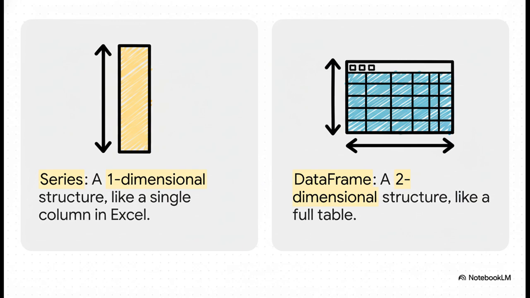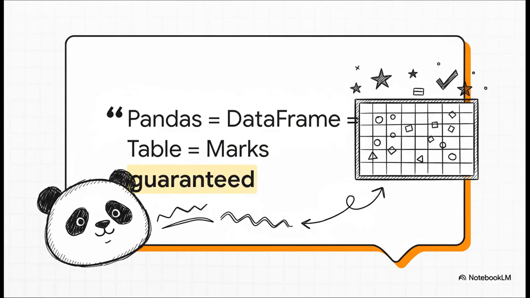A data frame, on the other hand, is 2-dimensional. It has both rows and columns. It's the whole table. Look, if you remember just one thing from this part, let it be this. For your exam, when you see the word pandas, your brain should immediately think data frame. And what's a data frame? It's just a table. Lock that connection in your mind, and you are well on your way.